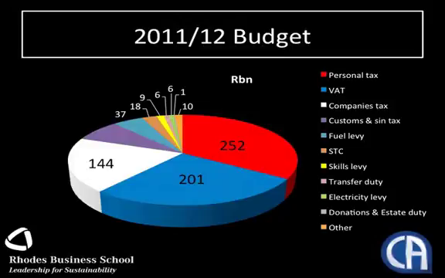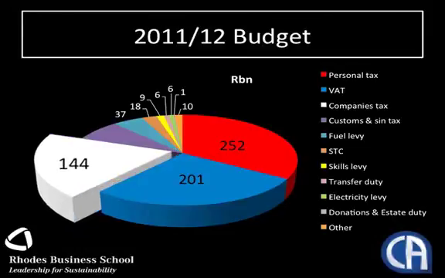This is a graph I'm going to use over and over again this morning to illustrate the problems of South Africa. 36% of taxes come from the individual taxpayer, 252 billion rands a year, and that is followed straight away by VAT, 28% of total taxes. So before you even start, the individual is paying over 60% just in the first 2 taxes.